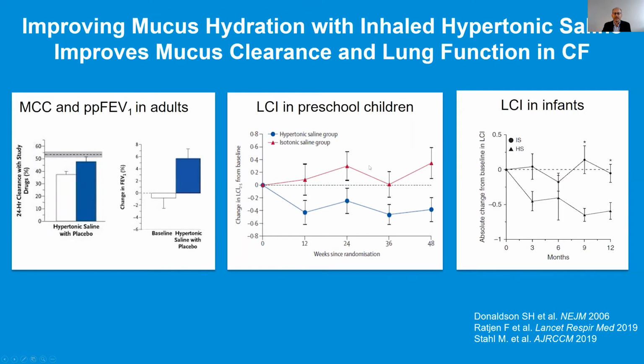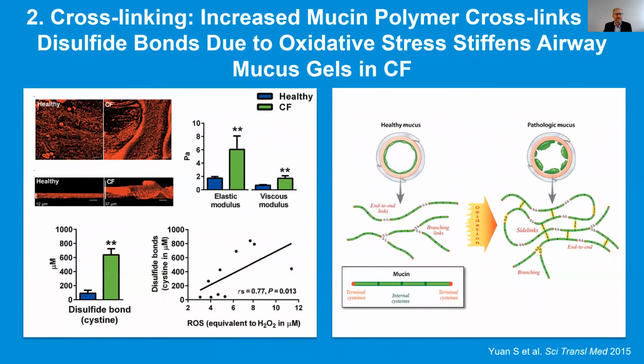And more recently, in the SHIP and PRECIS studies, it was reported that long-term inhalation in those studies over a period of 1 year improves the lung clearance index as an outcome measure for small airways mucus obstruction, both in preschool children and infants, supporting that improving hydration has therapeutic benefits.